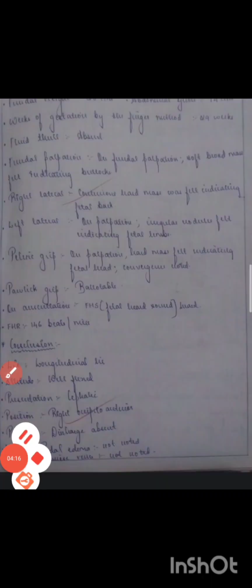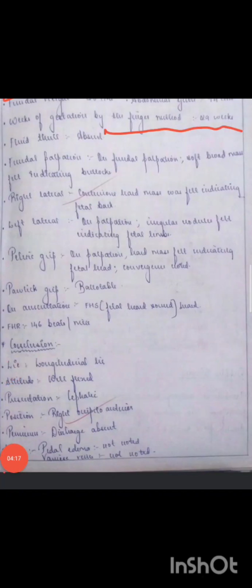Then on palpation you'll have to see what the fundal height is. Okay, you'll have to mention all this: what is the fundal height, what is the abdominal girth of the patient, then the week of gestation using the finger method. Okay, next you'll have to mention whether the fluid thrill is present or absent. Then comes the fundal palpation.